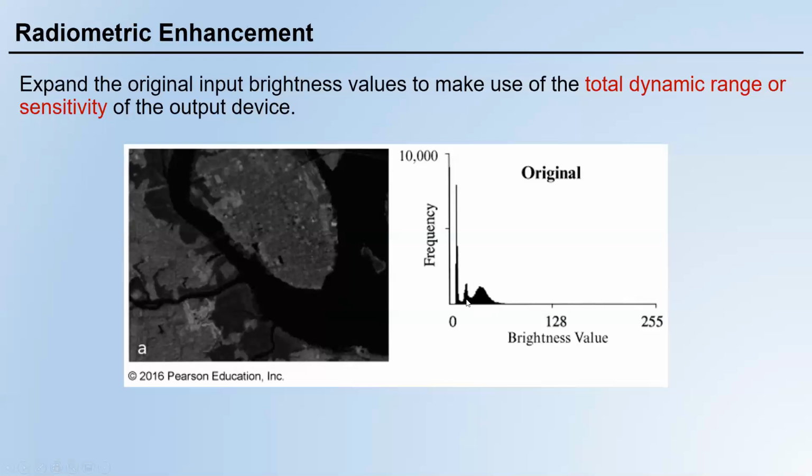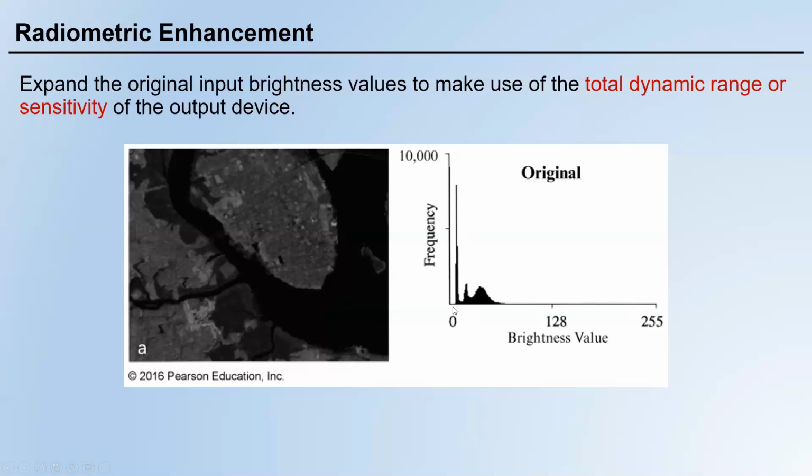And this image does not take advantage of the whole dynamic range of the device, of the whole brightness value range. Okay, so we're going to use radiometric enhancement to address this problem. We're going to try to make sure that pixels in this image have different values instead of being clustered within a very small range.